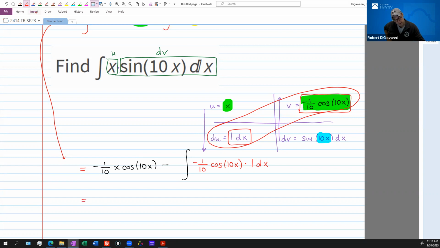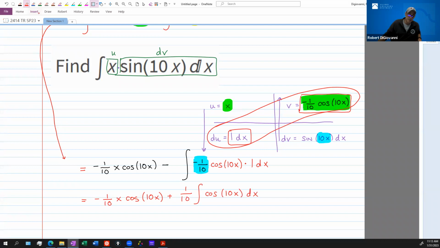I'm going to rewrite everything. I'm not doing an antiderivative right now, I'm just going to rewrite. Now, because I have a constant inside, I'm going to pull that constant out. When I pull it out and it hits the negative sign, it now becomes a plus. And now I have a 1/10, and then my integral of cosine of 10x dx.